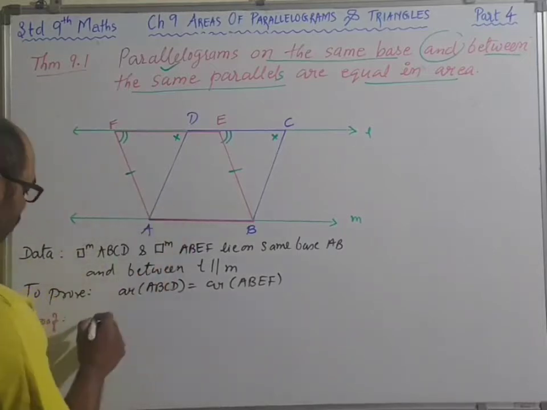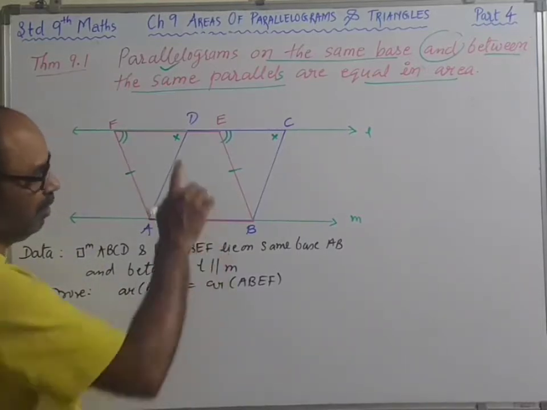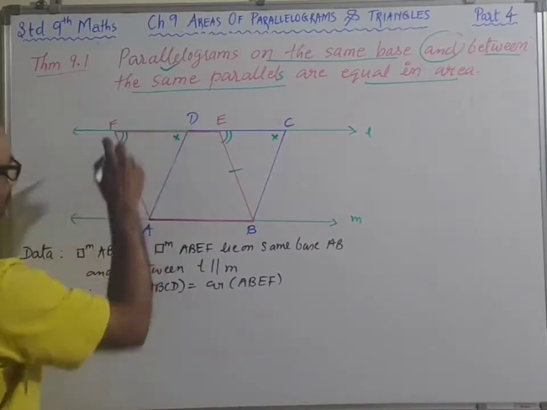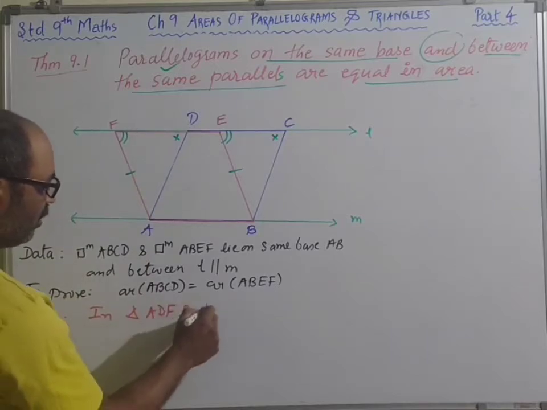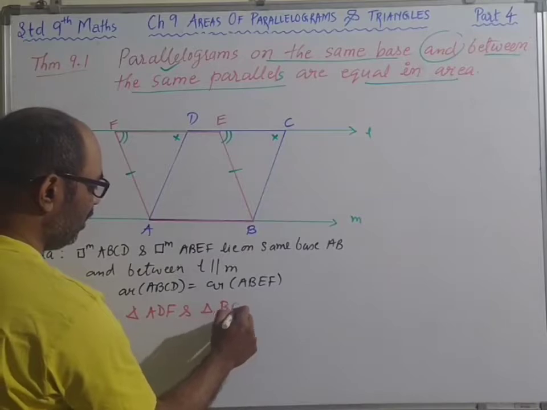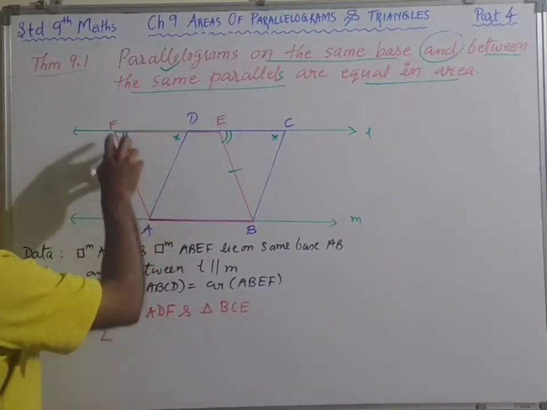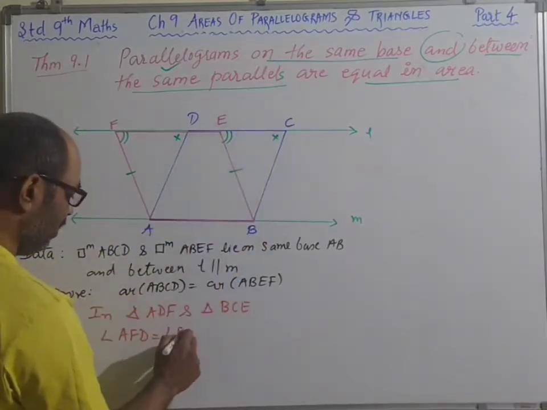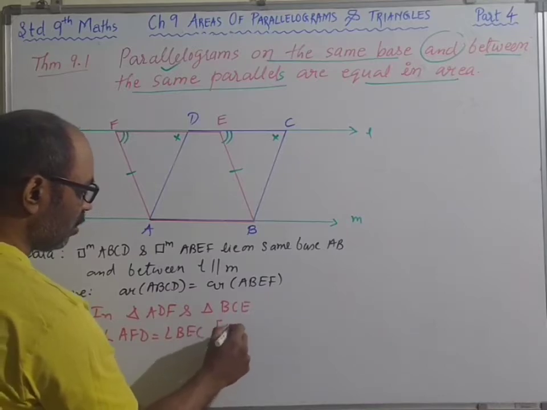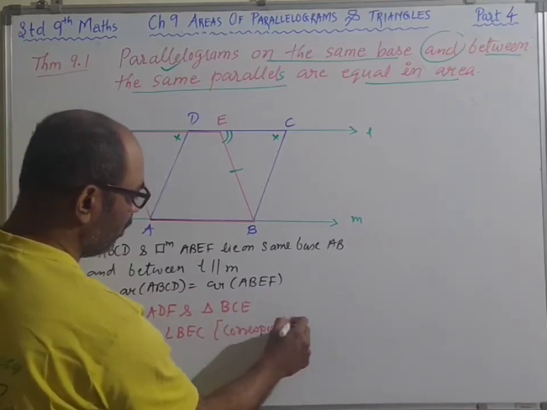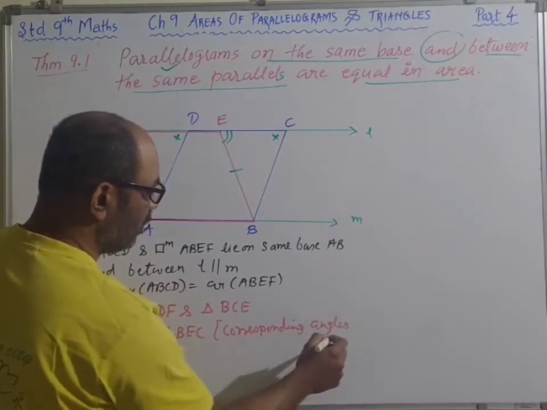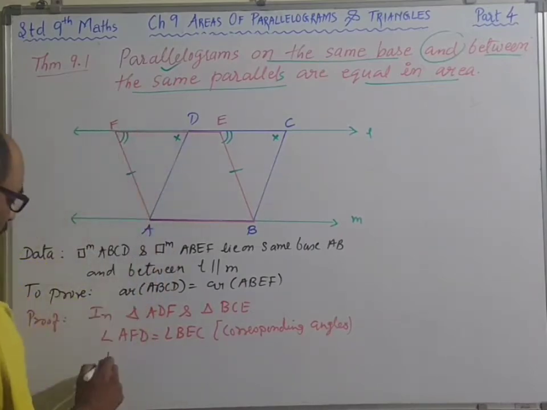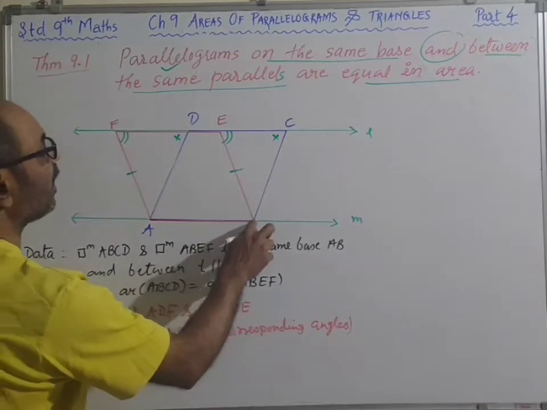Alright, the red one. Okay. Straight away we'll write. In triangle ADF and triangle BCE, angle AFD is equal to angle BEC, corresponding angles. Alright? Corresponding angles. We are writing directly. Similarly, angle ADF is equal to angle BCE.